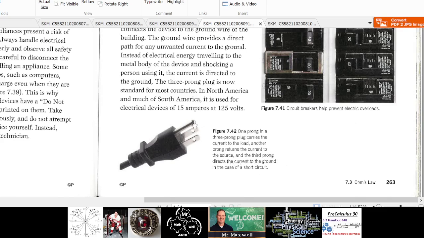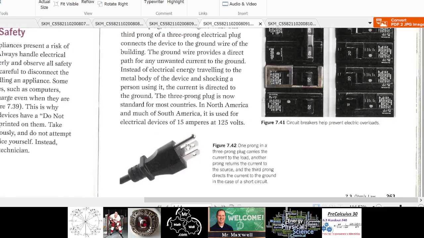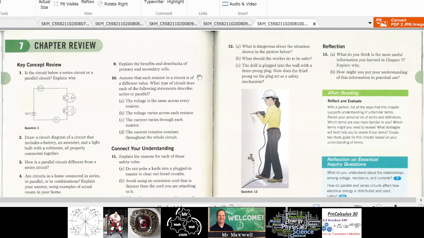So this is a bit of protection too. If there's a short circuit, and a lot of electricity is coming through, it'll just go to the ground and protect your stuff. Okay? All right.